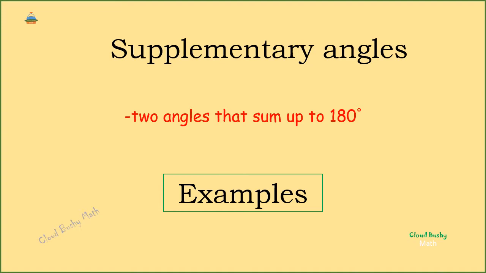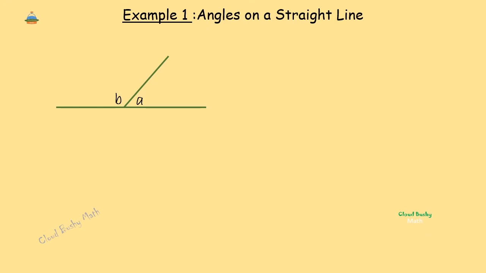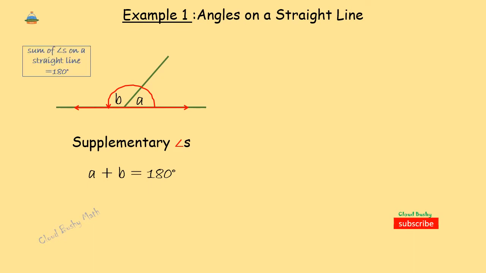We will start with angles on a straight line. In this diagram, A and B are supplementary angles. That means if we add them, they should give us 180 degrees. This is because together A and B make a straight angle. We know that angles on a straight line sum up to 180 degrees. That means angle A and angle B are supplementary.